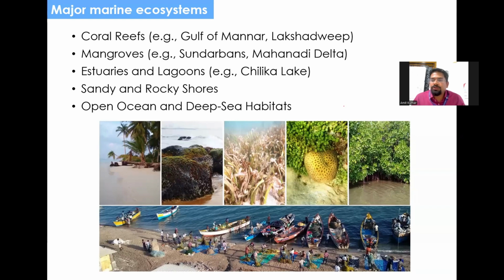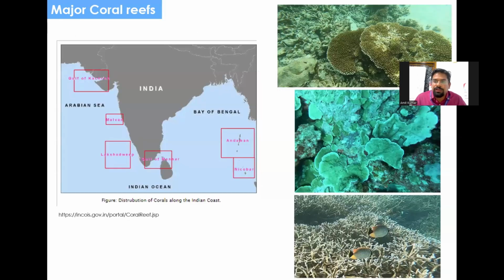So where are those marine organisms living in the Indian waters? Like in any other location, we also have major marine ecosystems. For example, we have coral reefs, mangroves, estuaries and lagoons, sandy and rocky shores, open ocean and deep sea habitats in different parts of the country, and it all supports huge marine biodiversity.